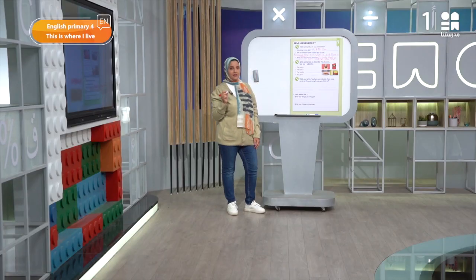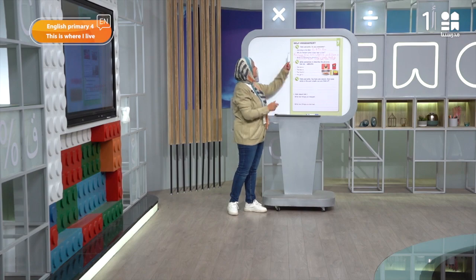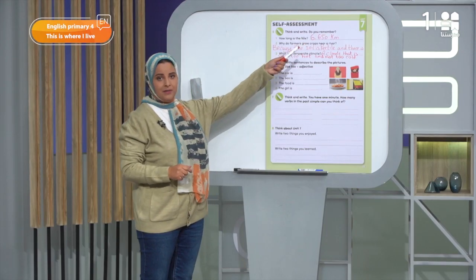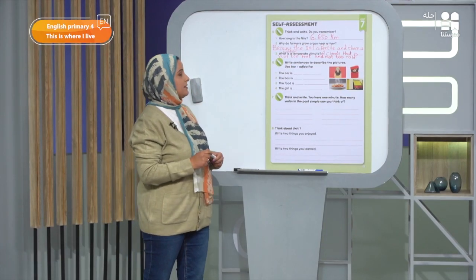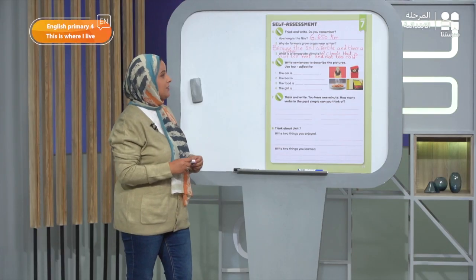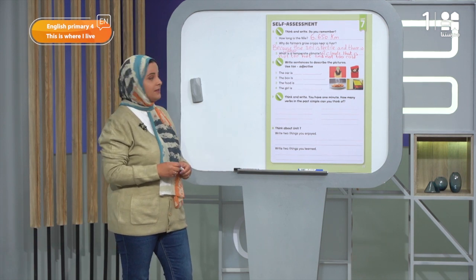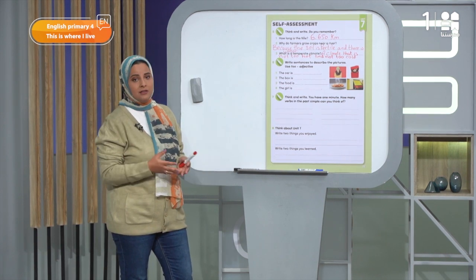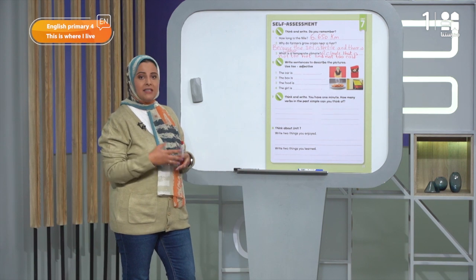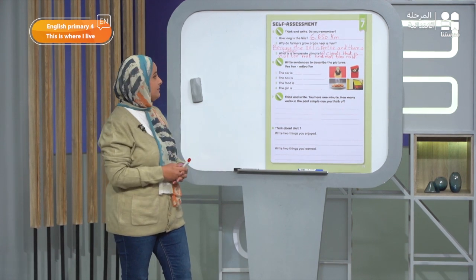Let's read the questions and the answers one more time. Question number 1 says, how long is the Nile? 6.650 kilometers. Why do farmers grow crops near a river? Because the soil is fertile and there is water. يعني ايه كلمة fertile اللي قلناها المرة اللي فاتت؟ يعني الأرض خصبة، ما دام الأرض خصبة يبقى هتطلع زرع.